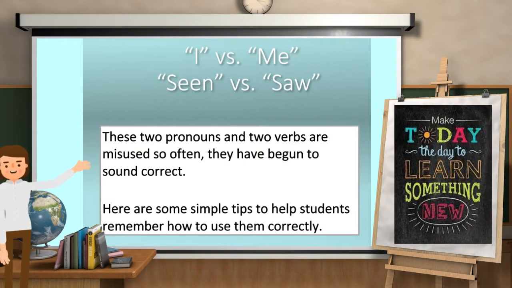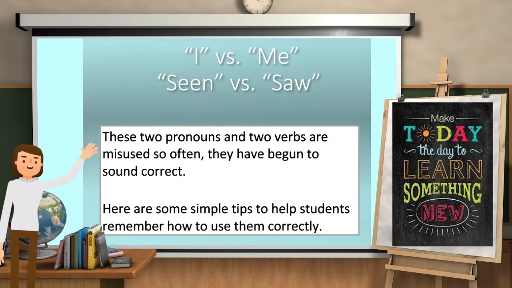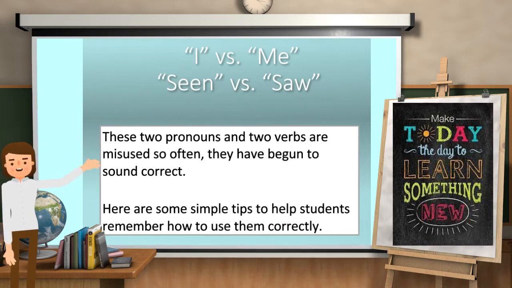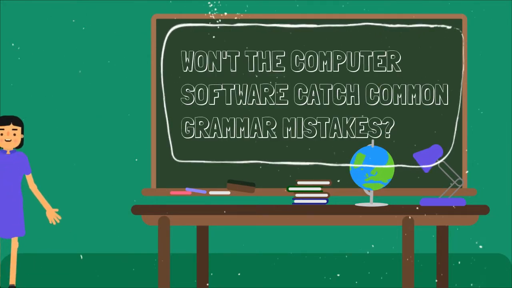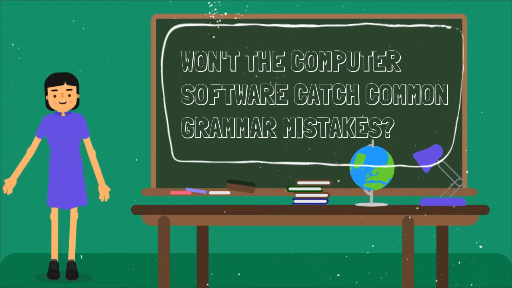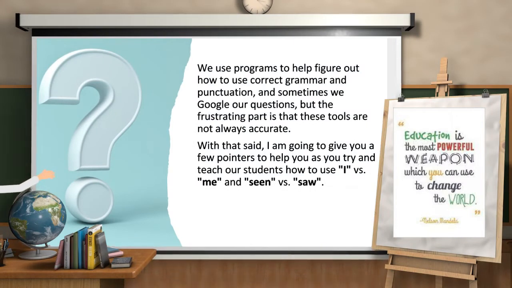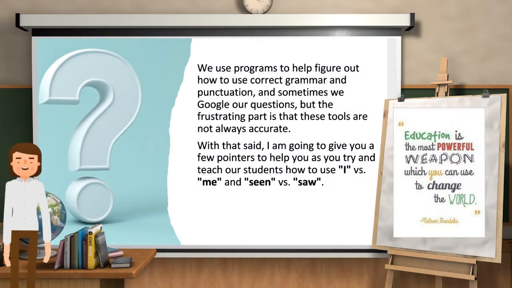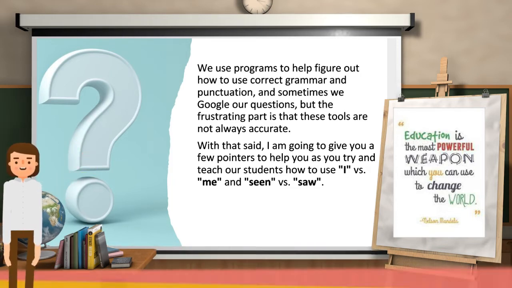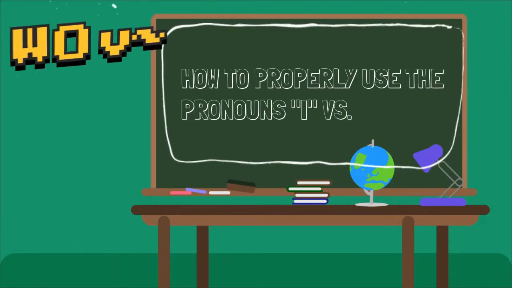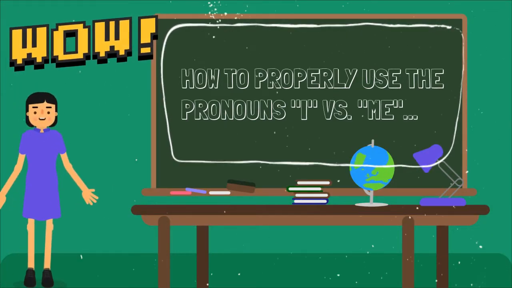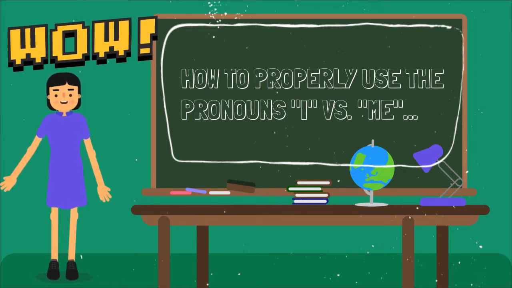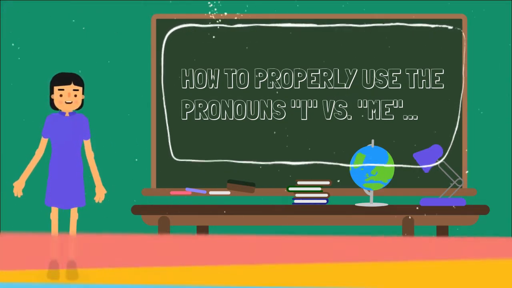We're going to look at I versus me and seen versus saw, two pronouns and verbs that are misused so often that they've begun to sound correct. Makes sense. Another question, won't the computer software catch common grammar mistakes like these? Even though we have programs that identify incorrect grammar, punctuation, and other issues, they don't begin to cover or catch most of the problems. Wow, you have my attention. For this video, will you share more about the proper use of the pronouns I versus me?